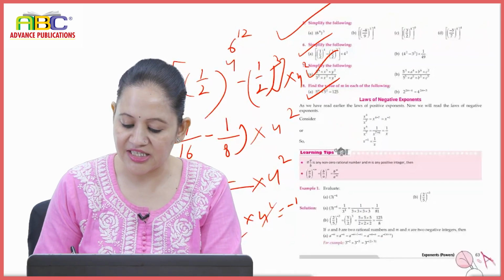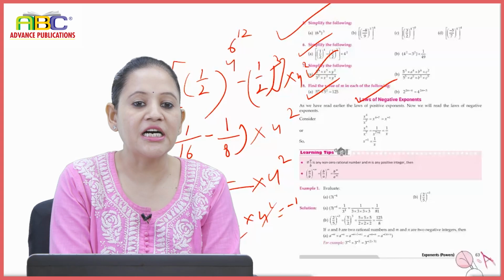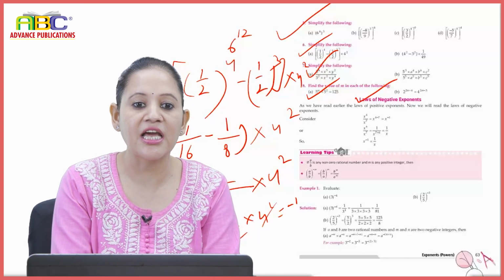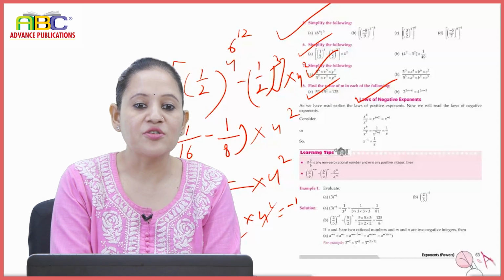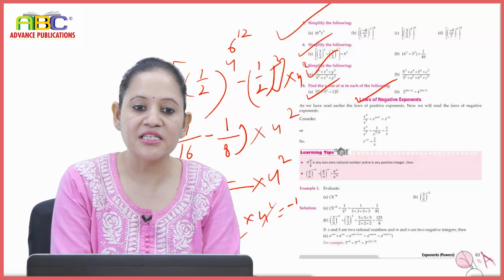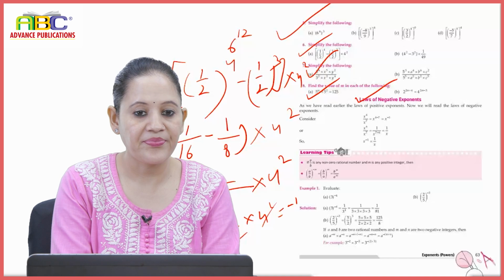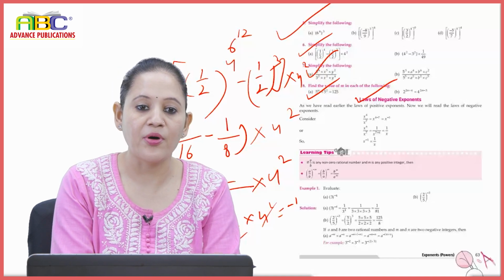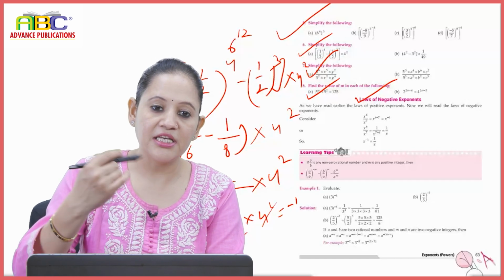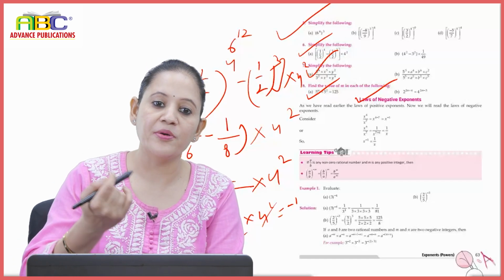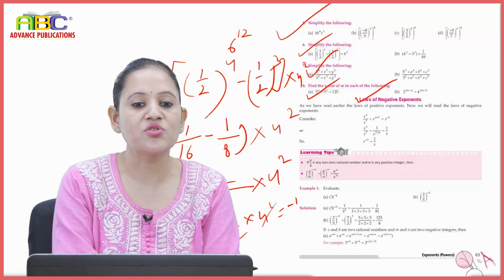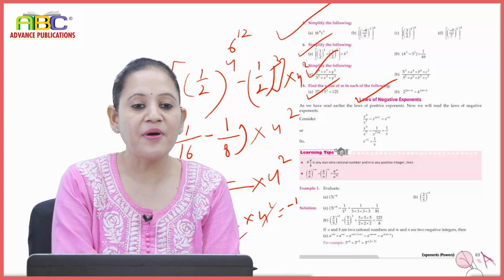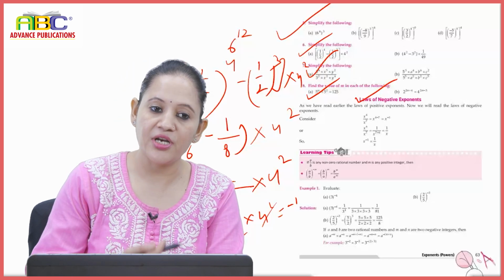Next, laws of negative exponents. As we have read earlier the laws of positive exponent, now we will read the laws of negative exponent. Consider x to the power 6 upon x is to power 7, that is equals to x is to power 6 minus 7, that is equals to x is to power -1. Clear? x to the power 6 upon x to the power 7, that is equals to 1 upon, if we move the power to the other side, from top to bottom or bottom to top, it becomes negative. So that is equals to 1 upon x is to power 7 minus 6, that is equals to 1 upon x. x to the power -1 is equals to 1 upon x.